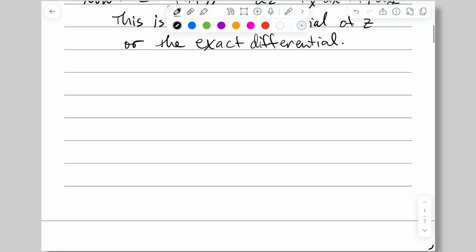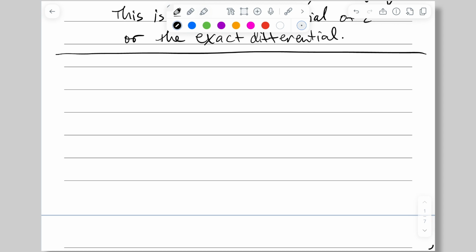Okay, we're going to set that aside for the moment. Let's consider the multivariable function f of x, y is equal to x squared plus y squared.